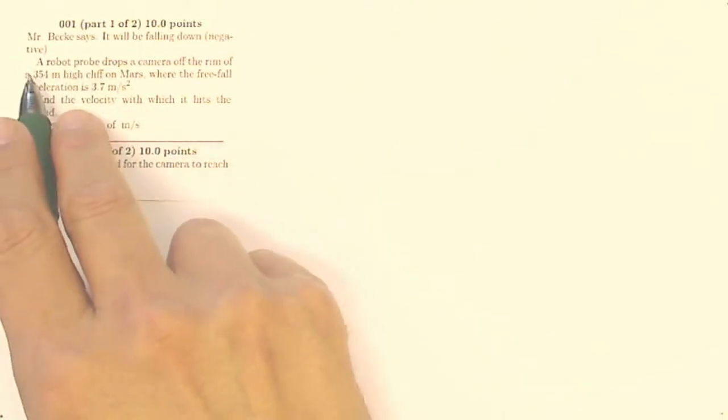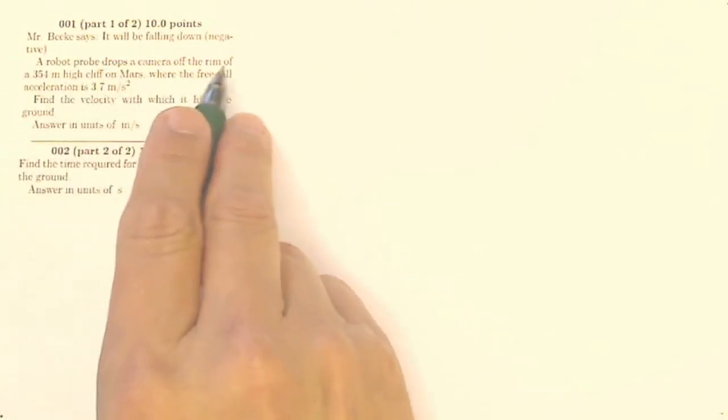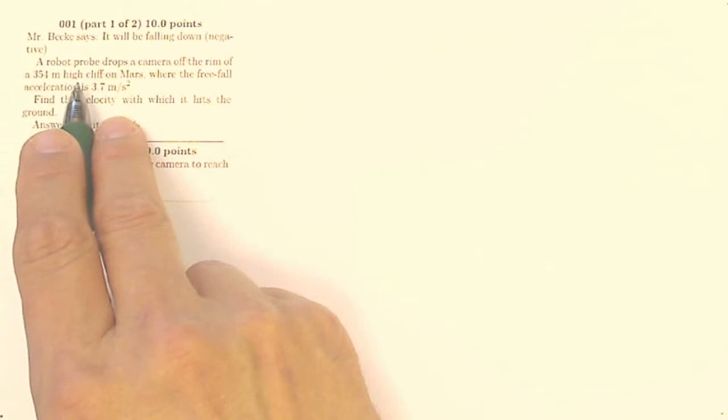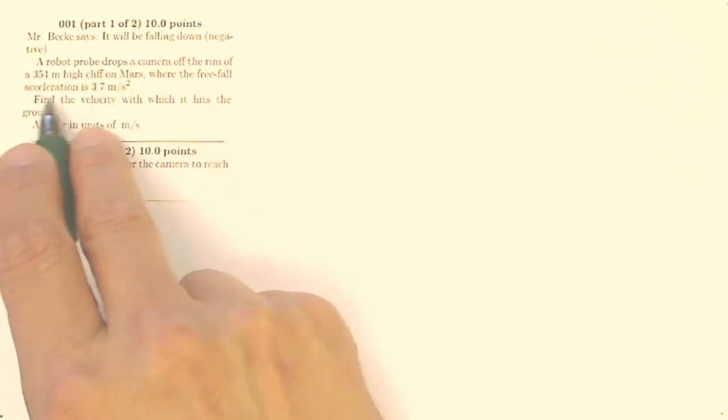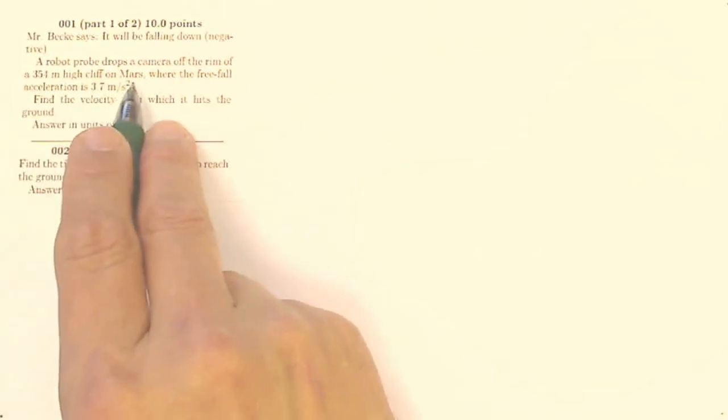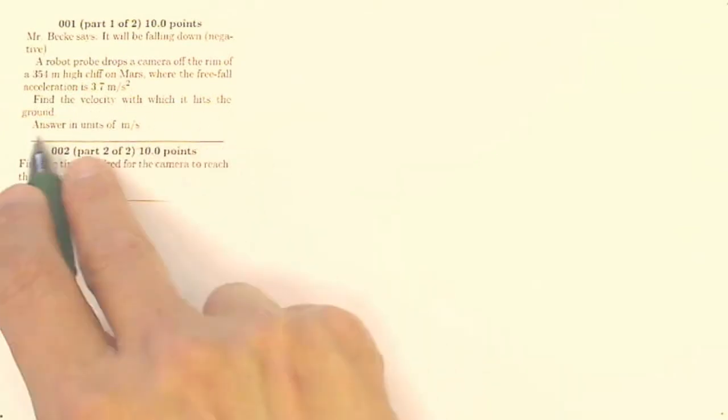This is physics homework number 6, question number 1. Free fall problem. It says a robot probe drops a camera off the rim of a 354 meter high cliff on Mars where the free fall acceleration is 3.7 meters per second squared. Find the velocity with which it hits the ground.